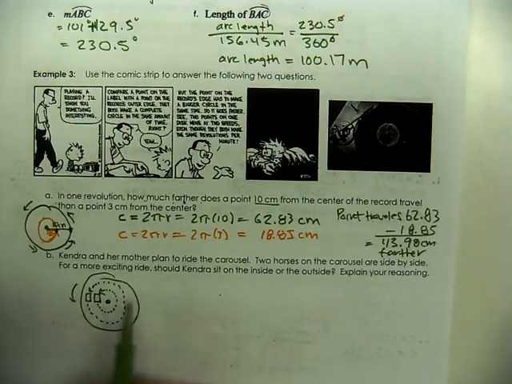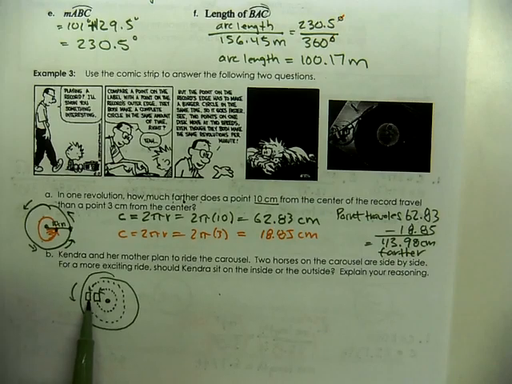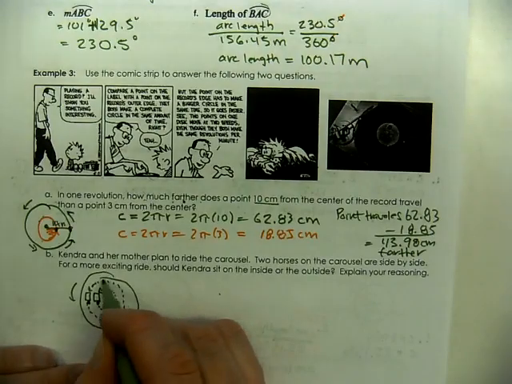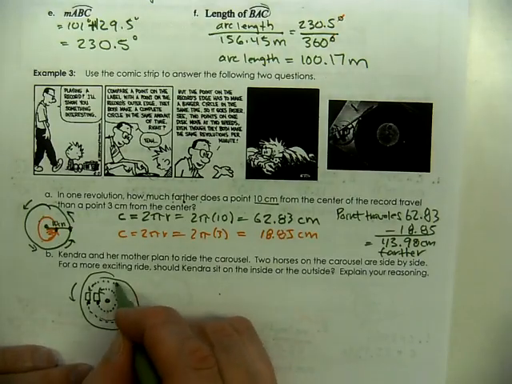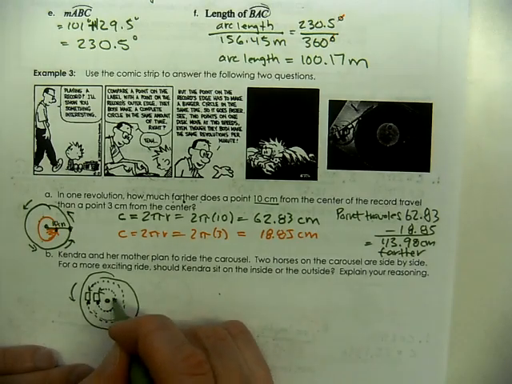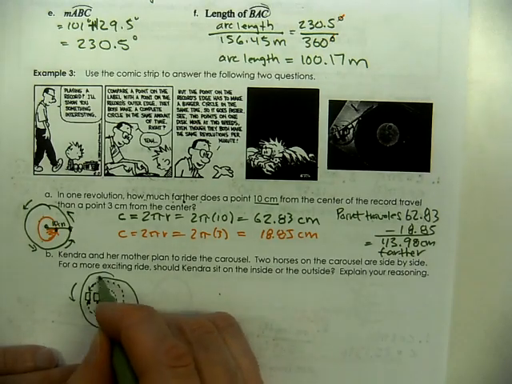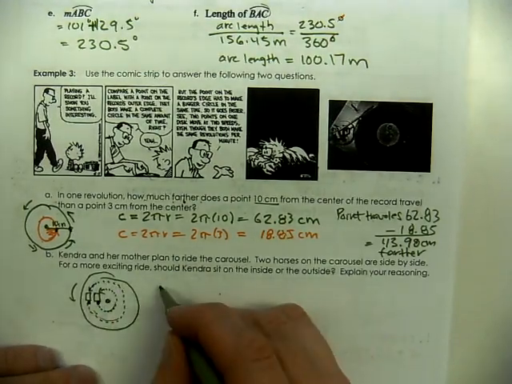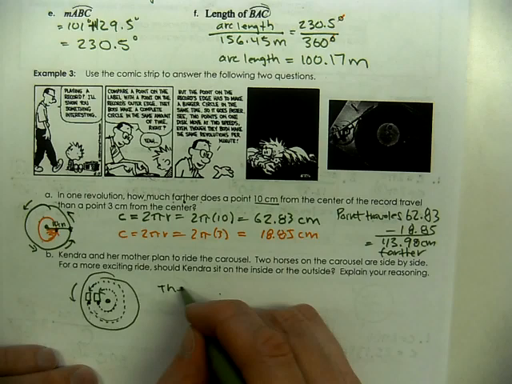But you may have experienced that if you ride the merry-go-round, your position further from the center makes you feel faster. And if you are closer to the center, it feels more tame. It doesn't feel as fast, right? And that's because you are covering more distance in the same amount of time. With a smaller circle, you're covering less distance in the same amount of time. So if you're covering more distance, you have to go faster to cover more distance in the same amount of time.